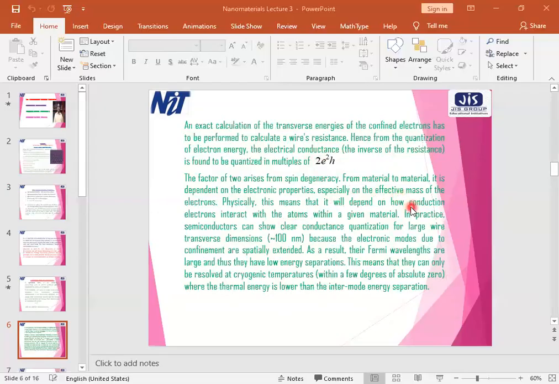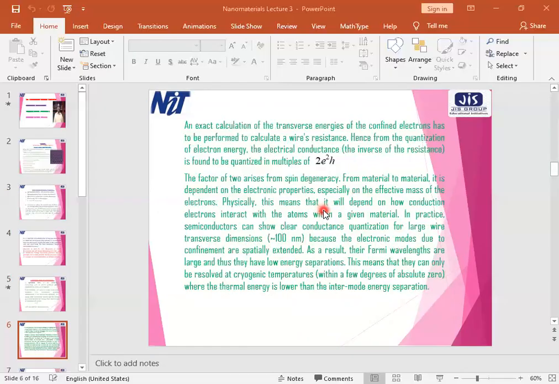Okay. Now in practice, semiconductors can show clear conductance quantization for large wire transverse dimensions of nearly 100 nanometer, because the electronic modes due to the confinement are spatially extended. You see what happens in the nanowire or quantum wire, only one dimension is seen. So the electron is confined to move in only one dimension. In the other dimensions, it cannot move. And because of that, the peculiar properties of conductivity will arise.